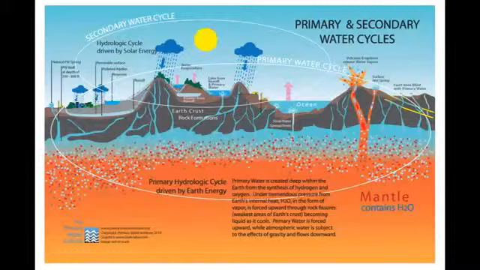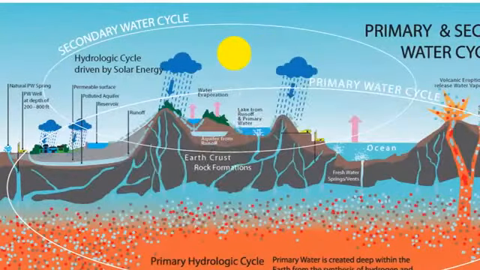Primary water is forced upwards, while atmospheric water is subject to the effects of gravity and flows downward. We're going to be talking about this, starting at the left of this primary water and secondary water cycle illustration. And Paul will be joining in the detailed description of what this illustration is showing you.